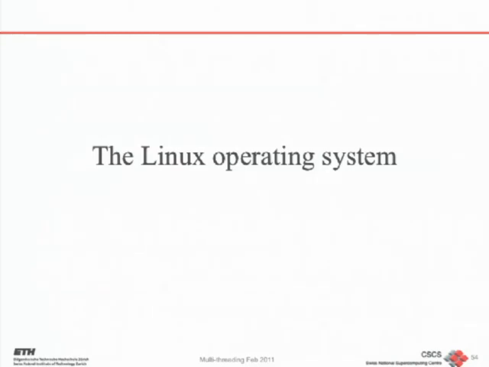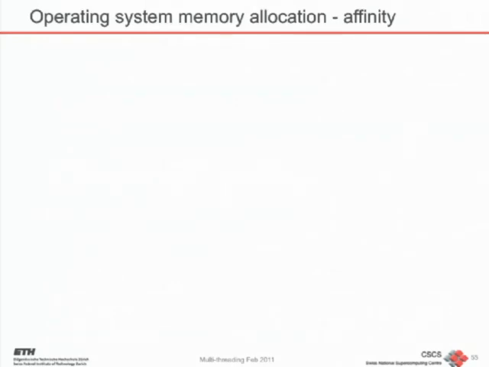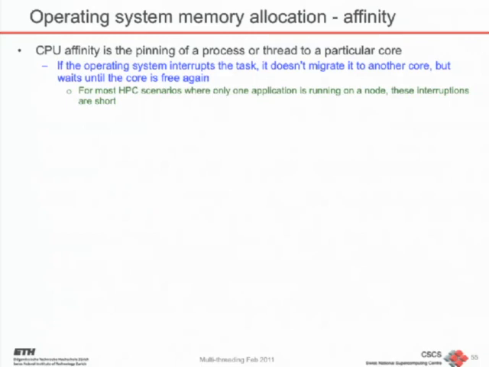I'll just mention the Linux operating system now, because the operating system is important, particularly from the point of view of memory allocation. And the big thing I want to talk about now for a while is affinity. CPU affinity is when you pin a process or a thread, some task, to a particular core. If you've pinned it there, and the operating system, which is the ruler of the empire on any of our nodes, needs to do something, it doesn't matter what you're doing, it's just going to kick you out and do what it needs to do.